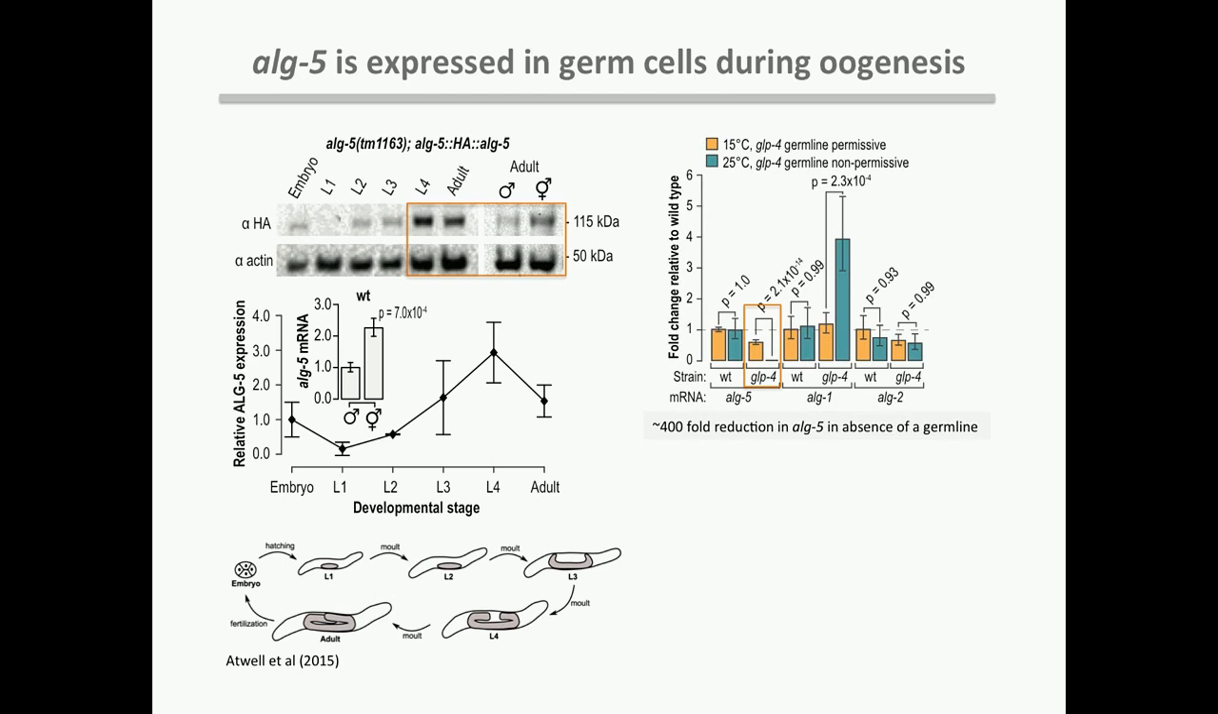And consistent with ALG-5 being expressed in the germline, in GLP-4 germlineless animals, we see about a 400-fold reduction in ALG-5 mRNA levels relative to animals that contain a germline. And this is actually the first example I'm aware of a microRNA-associated Argonaute being specifically expressed in the germline. Now, surprisingly though, if you look back at that blot panel, ALG-5 protein is actually depleted in males, which of course contain sperm, relative to hermaphrodites, which of course contain both sperm and oocytes.